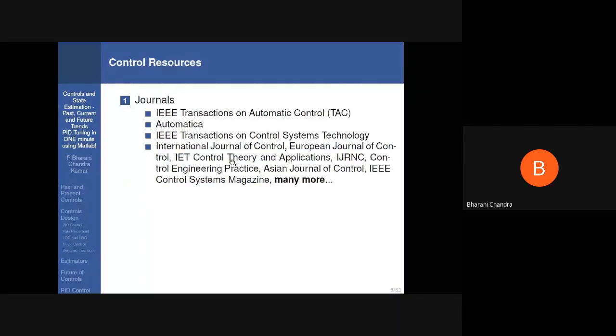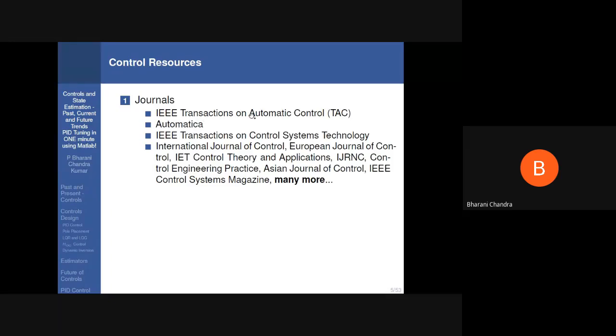So these are some of the control resources. If somebody wants to pursue research in the area of control systems, then I suggest that one should go with the standard journals. These are some of the standard journals in which control researchers from throughout the world publish good work, and getting papers accepted in these journals is not that easy.